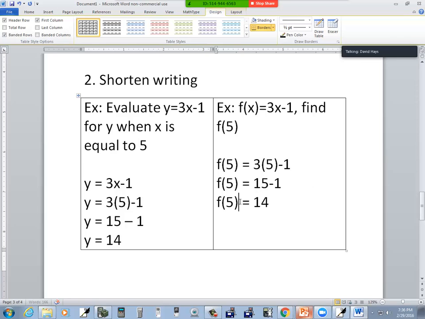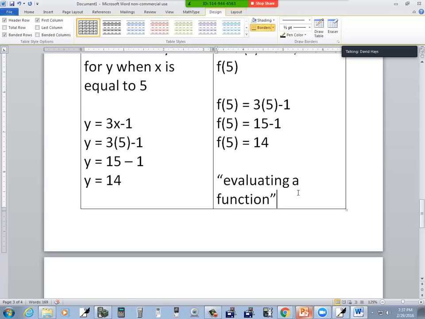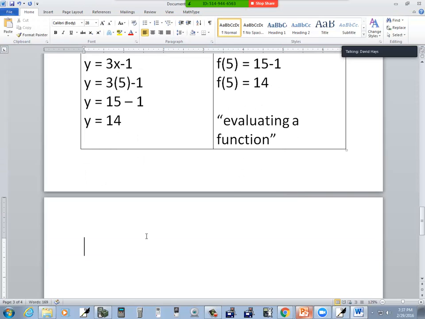Now remember, this is interchangeable. This f of 5 here we could equally just replace with y at any point. So when we see f of 5, that's saying y is equal to 14. So again, it shortens writing. This specifically is called evaluating a function. And I'm going to write the steps down here for evaluating a function, and then we'll look at an example.